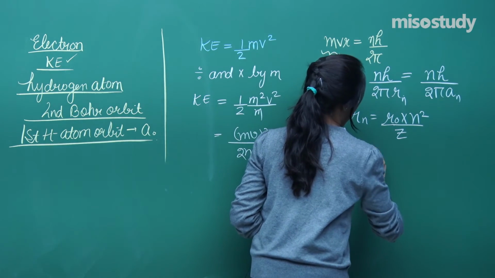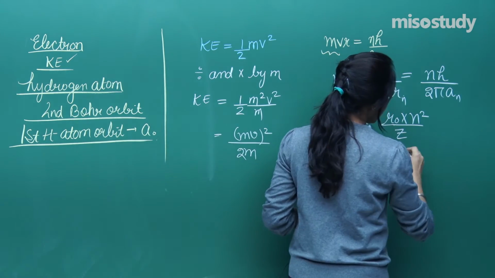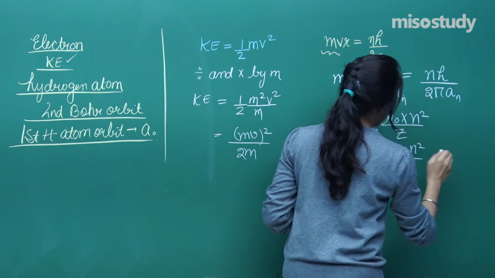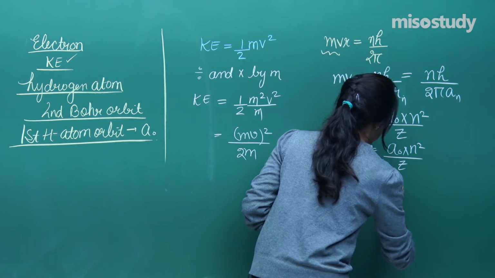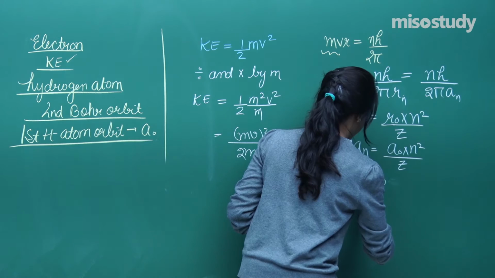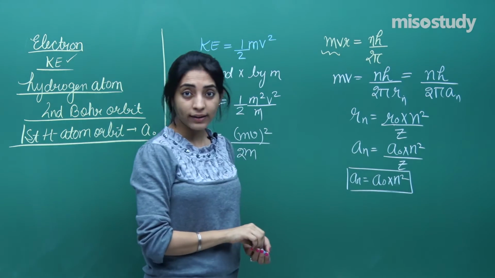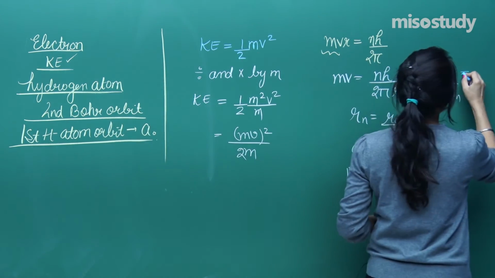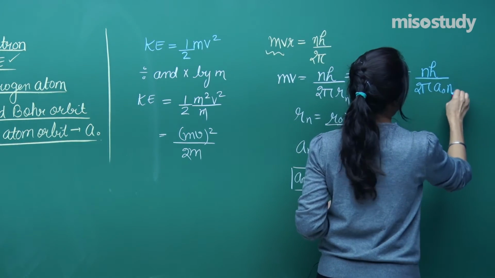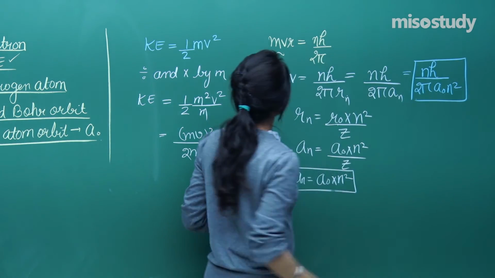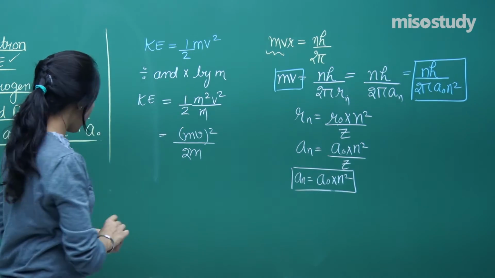Similarly, I can say radius of any nth orbit will be equal to radius of first orbit into n square divided by z. Okay, so for hydrogen atom we know that z value is 1. So we will have an is equal to a naught into n square. Am I right? Let us substitute it here. Put the value of an: nh divided by 2 pi a naught into n square. And this is the value of mv that we have obtained. Clear?